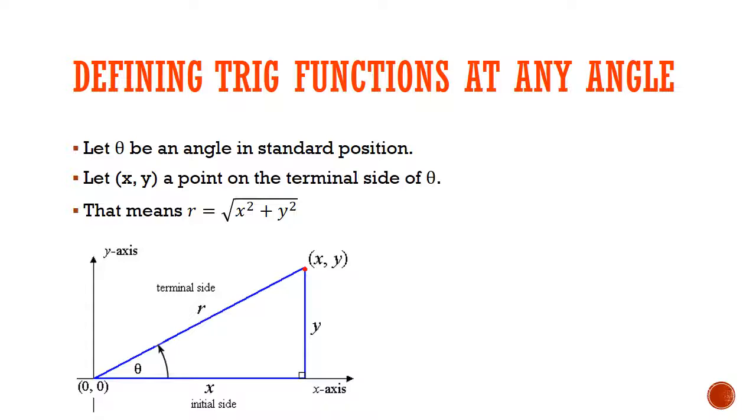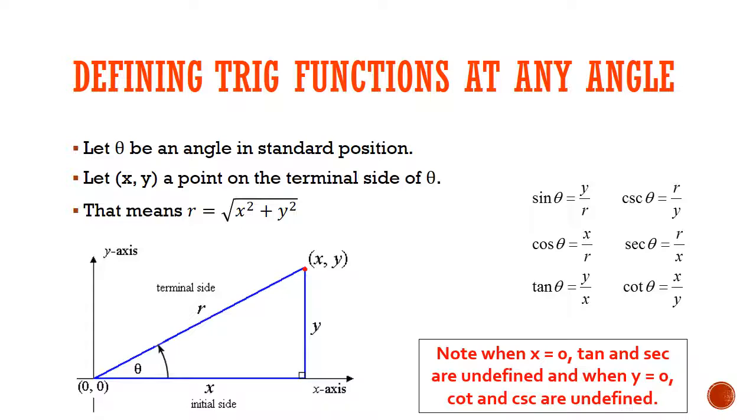So using the Pythagorean theorem, r squared equals x squared plus y squared. So r is the square root of x squared plus y squared. Now, using x, y, and r, we have that the sine is y over r, the cosine is x over r, and the tangent is y over x. And then you see the reciprocals there.